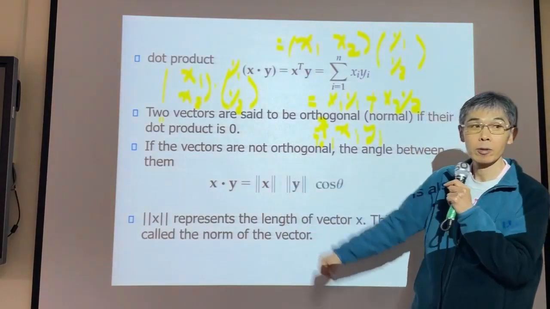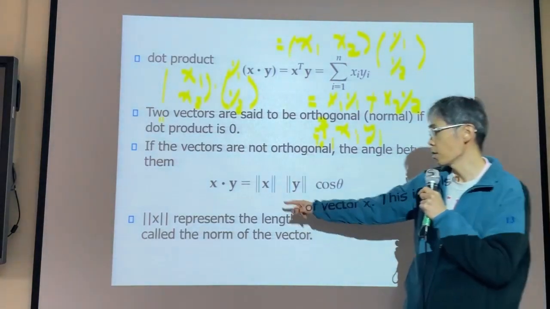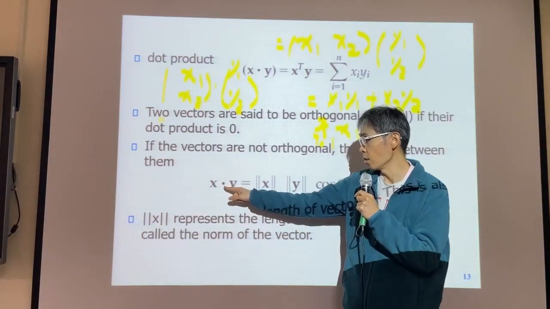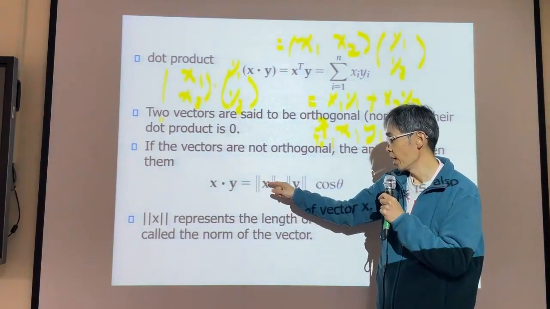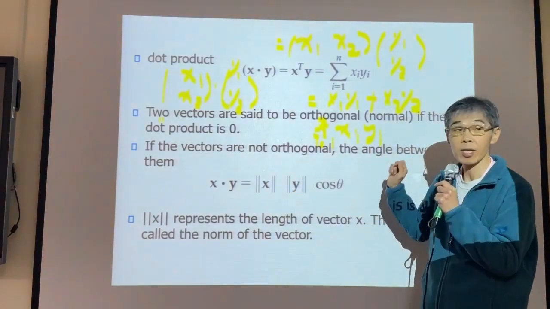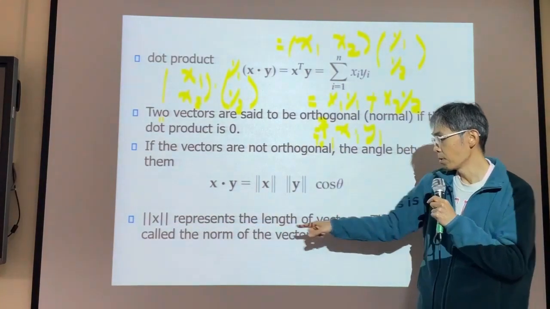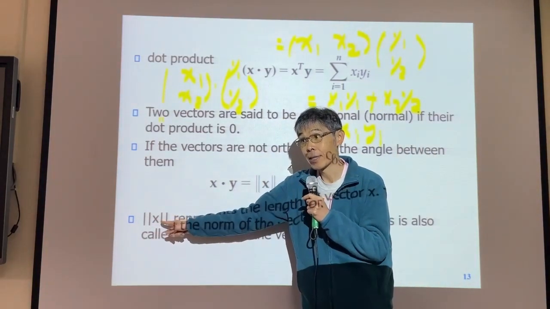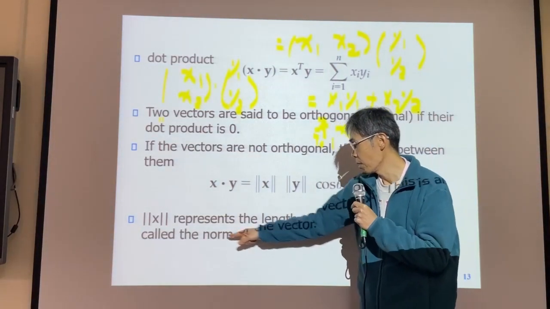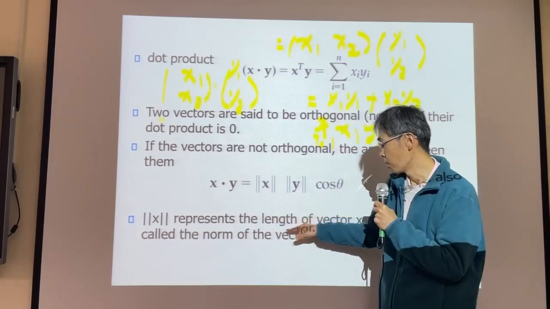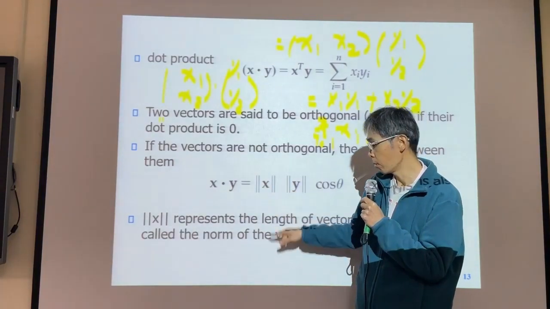If the vectors are not orthogonal, the angle between them, yes, we can use this equation. The inner product of two vectors, the definition could be x length, y length times cosine theta. This represents the length of a vector. We can call it the norm of a vector, NORM. Either length or norm represents this one.